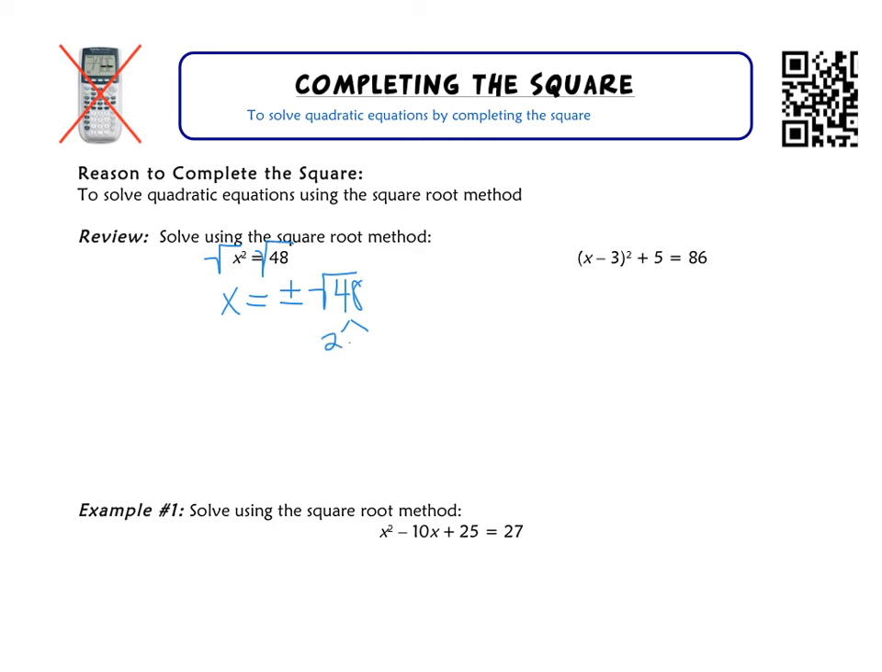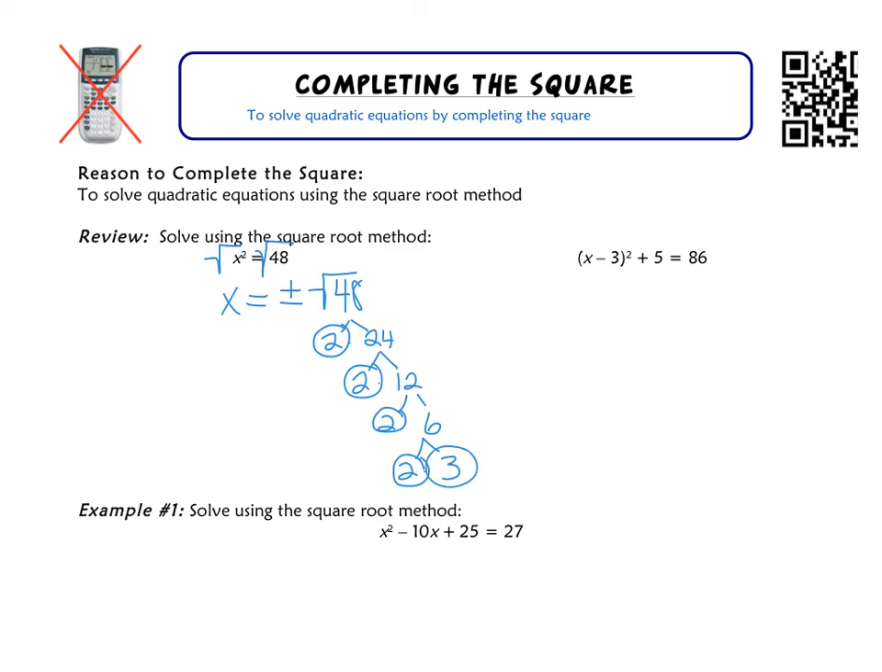down into primes. 48 breaks down into 2 times 24, 2 being prime. 24 breaks down into 2 times 12, 2 is prime. 12 breaks down into 2 times 6, this 2 is prime. And then 6 breaks down into 2 times 3. Both of these numbers are prime.